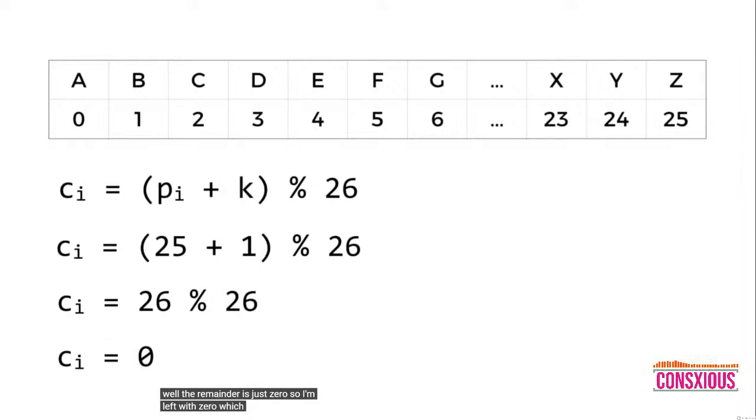So I'm left with 0, which corresponds to A in the above chart. The result is that I'm able to take a character, shift it by a certain amount, and by using modulo 26, I'm able to get the remainder when I divide it by 26, which allows me to loop back around effectively to the beginning of the alphabet, so that Z wraps around to A.